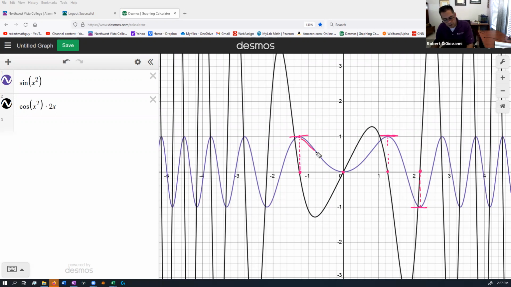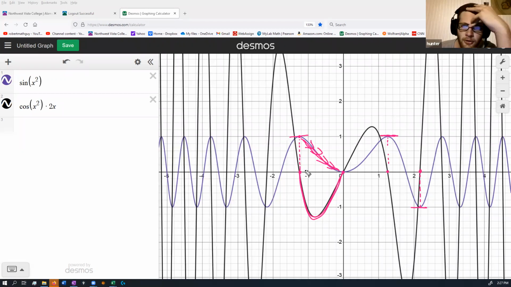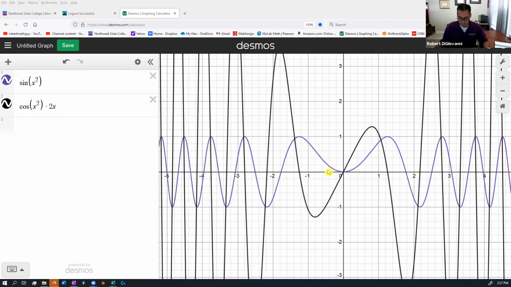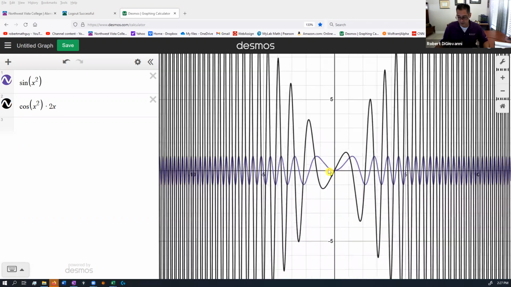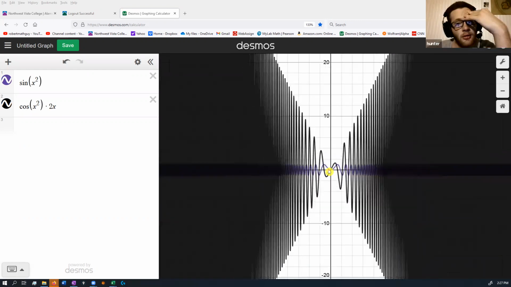If you look just between here and here, the purple function is going down, which means we should expect the derivative to be below the x-axis. It is. I'm just trying to convince you visually that that is it. Can you zoom out a touch? I want to see what it's doing on its ends. Yeah, I need to. It's just going to get crazy.